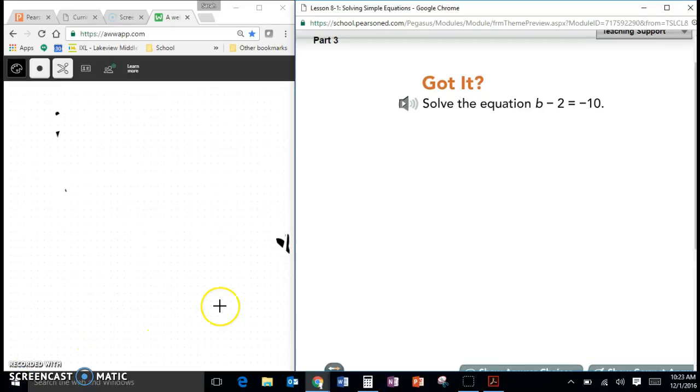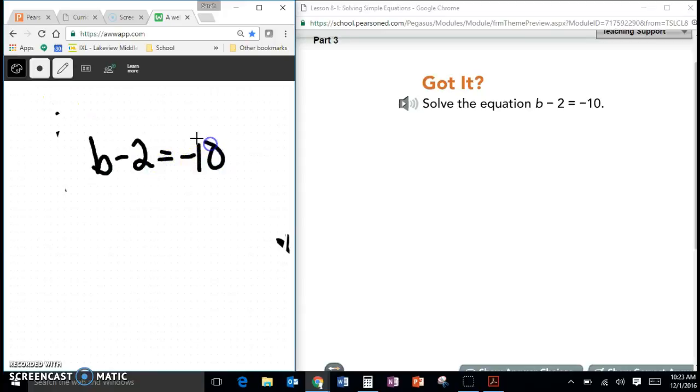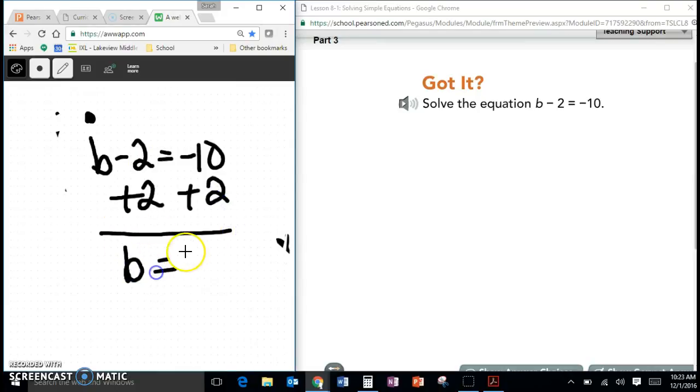For your equation, we have b minus 2 equals negative 10. So we need to get b by itself. This guy's got to be by himself. And we need to make this become a 0. We've talked a lot about this. This is a negative 2. So to make negative 2 become a 0, we would add 2 to both sides. And we have b equals, now some of us still struggle with our negatives, so negative 10 plus 2 is negative 8.